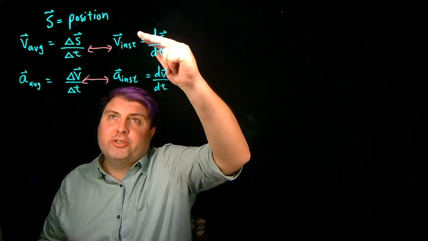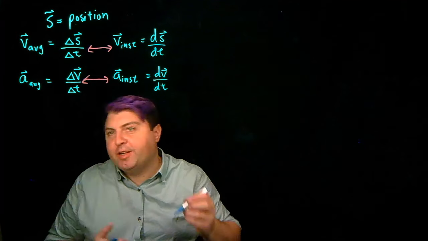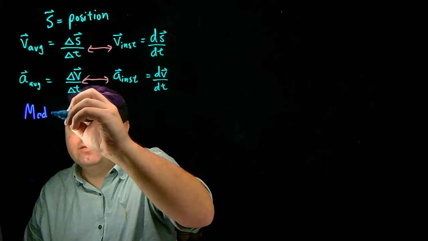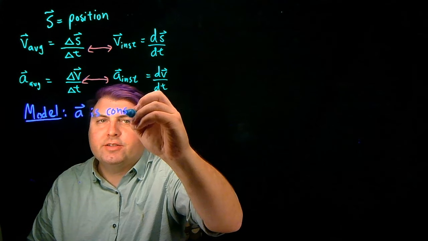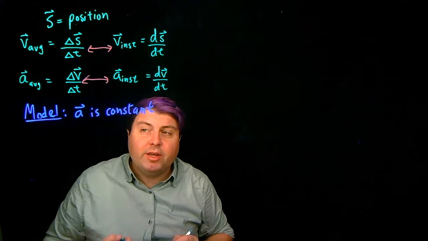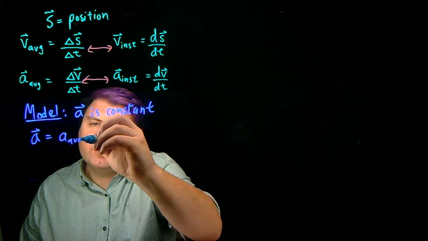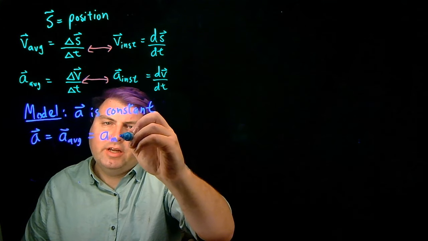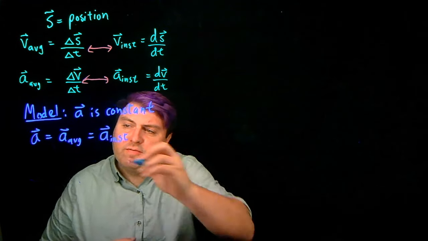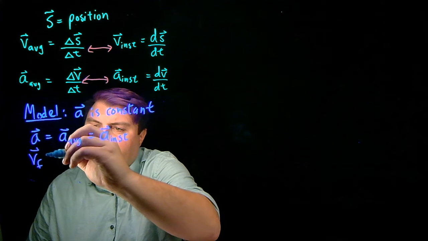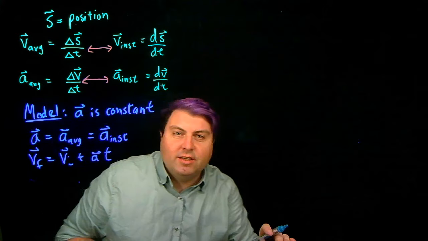Here we have our relationships between position, velocity, and acceleration. What we want to do in kinematics is start with a model that our acceleration is constant. What we get from this model is that our acceleration is equal to our average acceleration, which is equal to our instantaneous acceleration. But we also get from this model what we got from a previous video, which is kinematic equation one: V_f is equal to V_i plus a t.